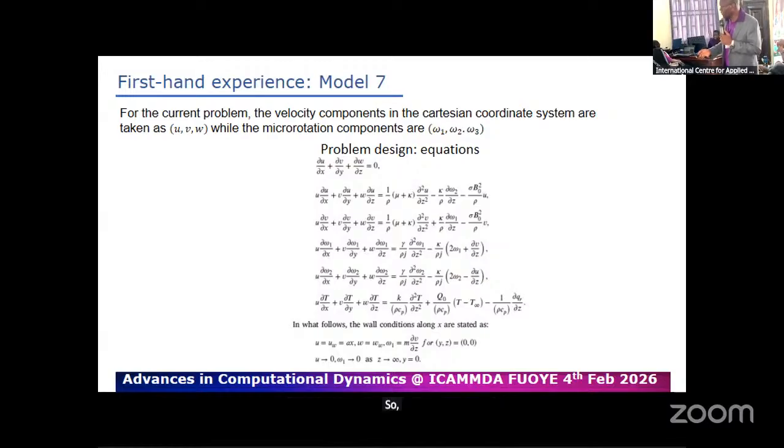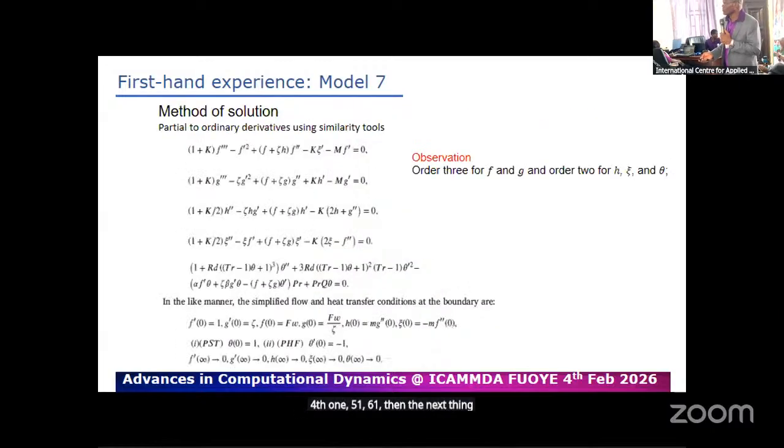So how many equations do we have? We have these equations. We have one equation here, second one, third one, fourth one, fifth one, sixth one. Then the next thing is to try to look for the similarity relation that we can bring to play to handle this problem.